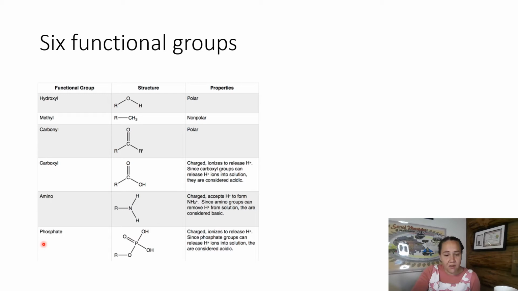And then we have our phosphate functional groups, which are a phosphorus double bonded to an oxygen and then single bonded to 3 more oxygens. This is another functional group that can easily lose a proton, therefore it is considered acidic.